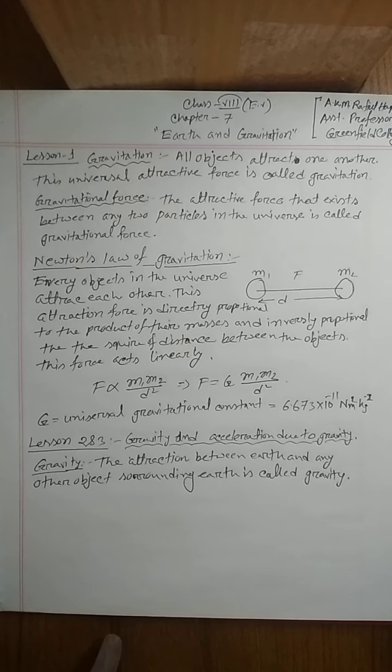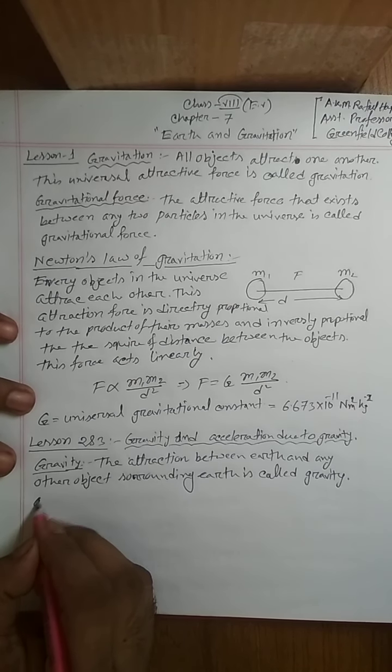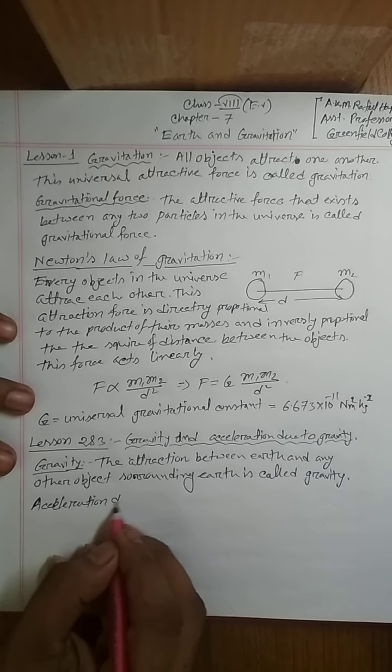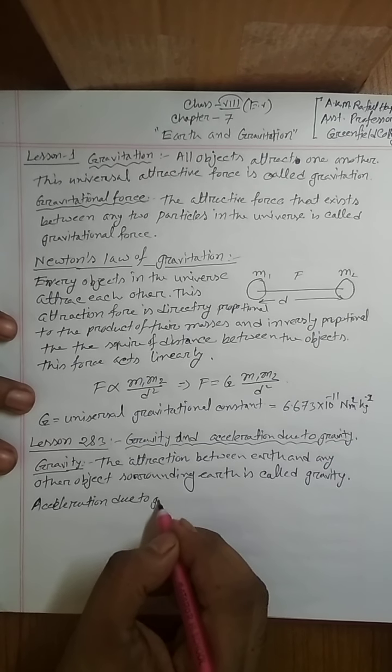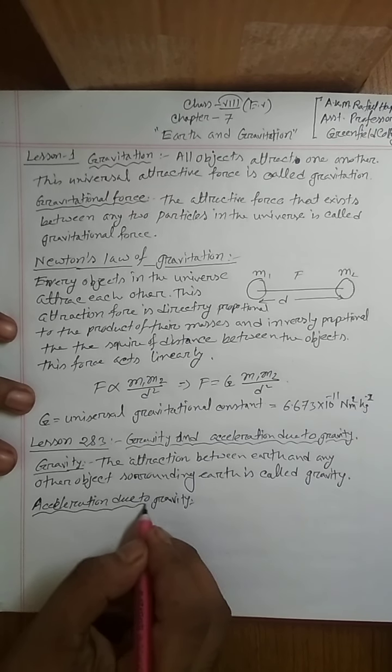But we know that when force is applied, an object's velocity increases. The increase of velocity per second is called acceleration. The force of gravity also causes acceleration. This acceleration is called acceleration due to gravity.